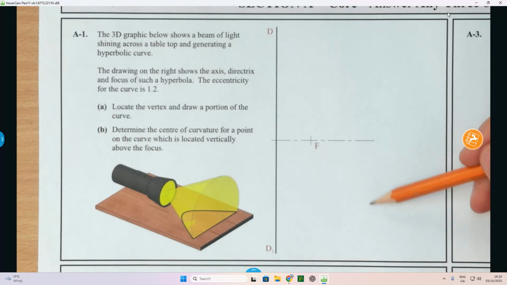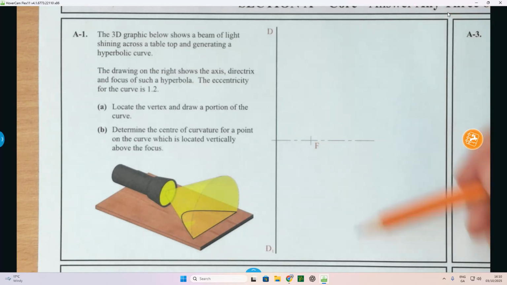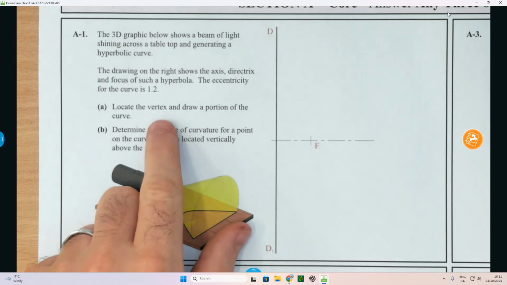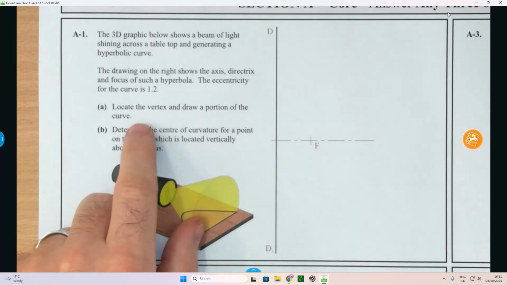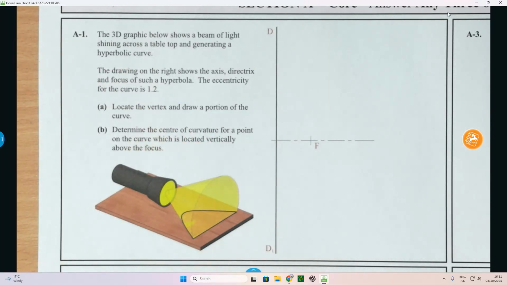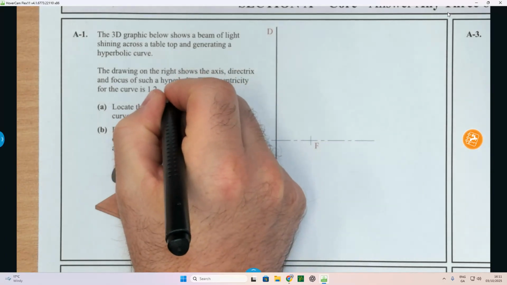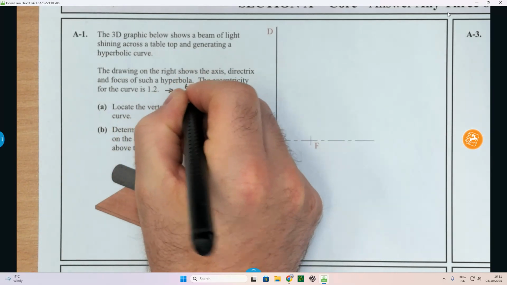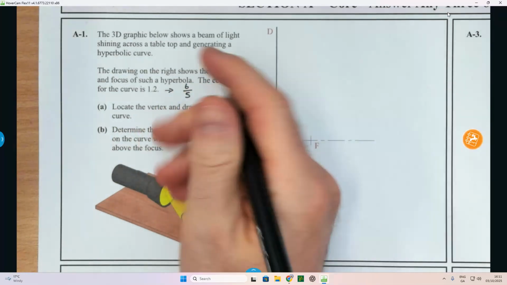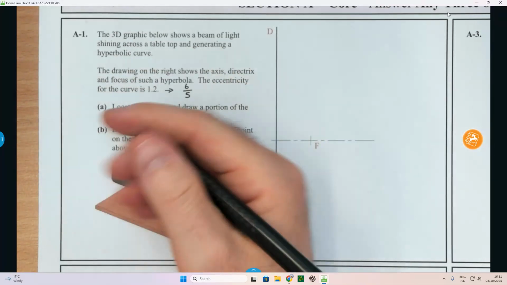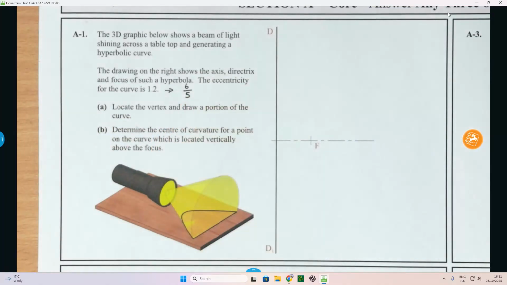So really what we're trying to do is draw the hyperbolic curve. It tells us we have to get the vertex, but before we get the vertex, we actually have to put in our line of eccentricity. They give you a measurement here, which is 1.2. If I break that into a fraction, that would be 6 over 5, or you could say 12 over 10, but usually you break it down, so 6 over 5.